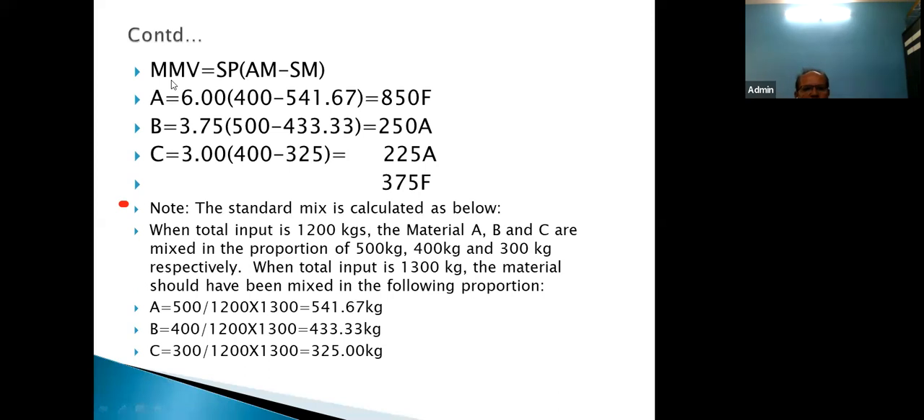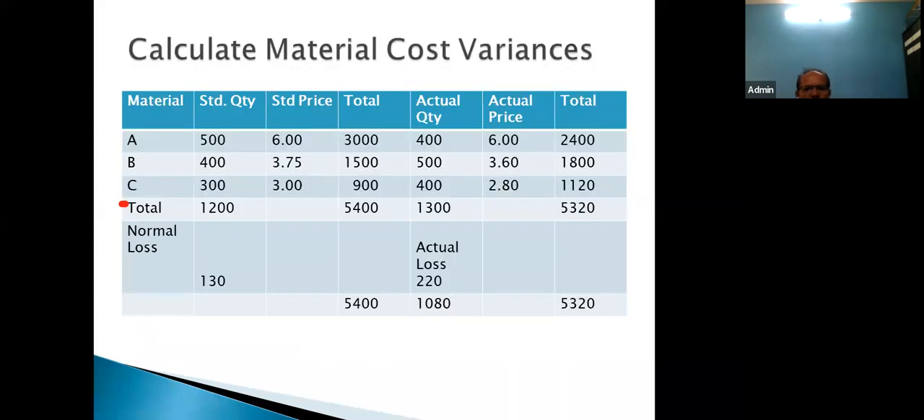Material mix variances. MMV stand for material mix variances. त्याचा फॉर्म्युला आहे, material mix variances equals to standard price in bracket actual mix minus standard mix. आता याच्यामध्ये आपण व्हॅल्यू फीड करूया. ए मटेरियलचं स्टँडर्ड प्राइस इज 6 रुपीज, ते आपल्याला माहिती आहे. 6 रुपीज स्टँडर्ड प्राइस.